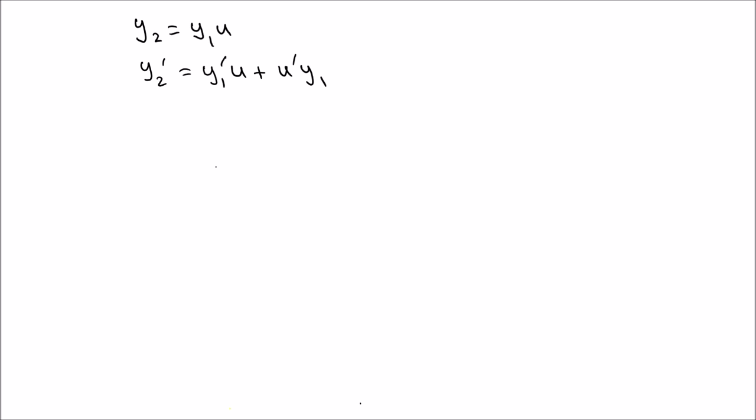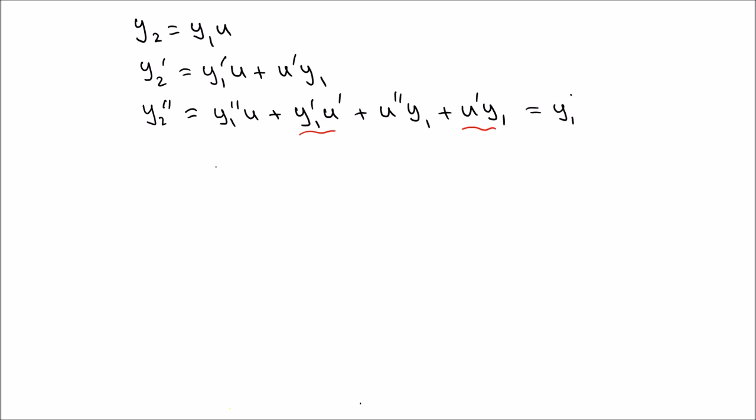Now let's take the derivative again. If you take the second derivative, y2 double prime, now we have 2 products, so you get 4 terms. This is y1 double prime u plus y1 prime u prime. From the other one, u double prime y1 plus u prime y1 prime. Now you can see that you can combine these two and write one equation. So you can write this one as y1 double prime u plus 2 u prime y1 prime, and then we have u double prime y1.